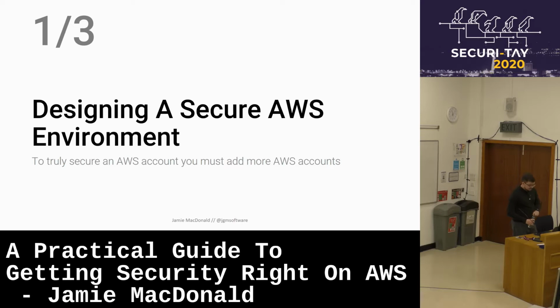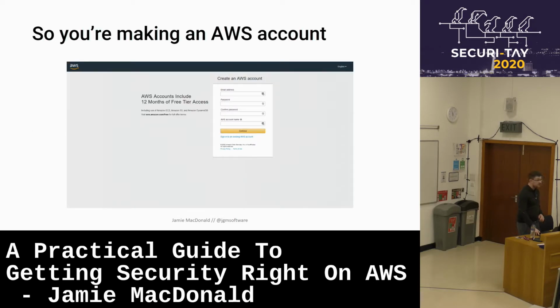So the first section, let's begin by actually designing the environment that we're going to build and getting started. And you can see here, to truly secure an AWS account, you must add more AWS accounts, which will make more sense as we go through it. So the base level of knowledge, I'm assuming, as I've said, is that you know nothing about AWS, and if you've done anything, it's just set up an account. I'm not going to go through the steps for that because it's pretty straightforward, and I don't think you need to walk through it.